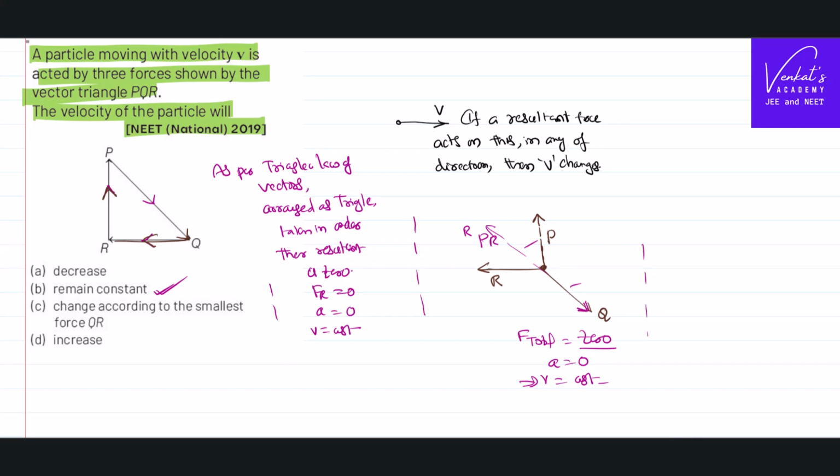What the triangle law of vectors says is, if three vectors are acting on a point and the point is in equilibrium, then the three vectors can be represented as three sides of a triangle taken in order continuously. As this is the case, here also the resultant is 0. That's how we have to solve the problem.